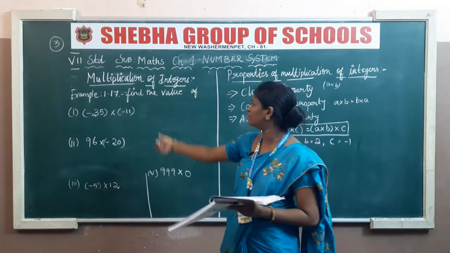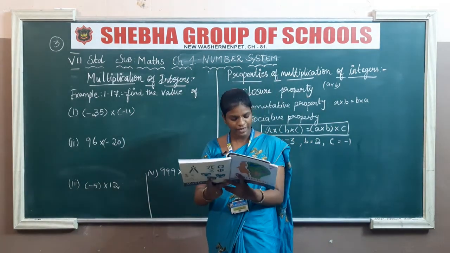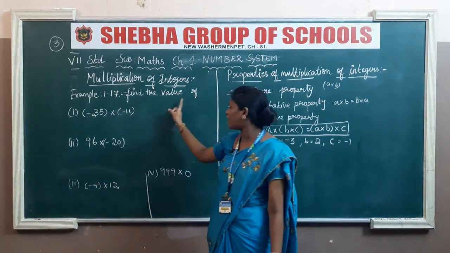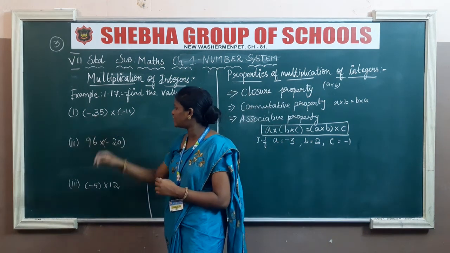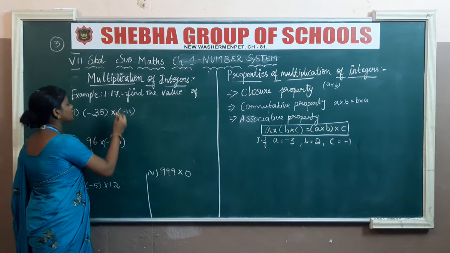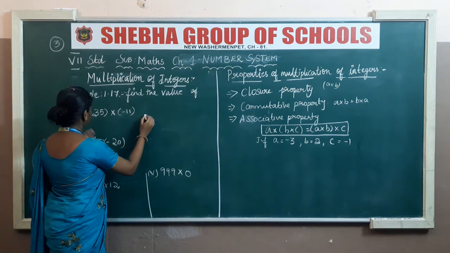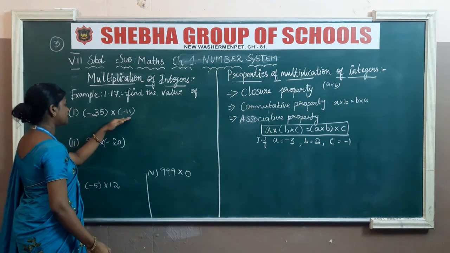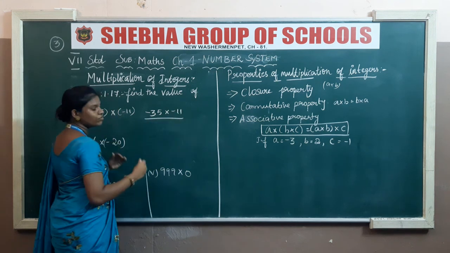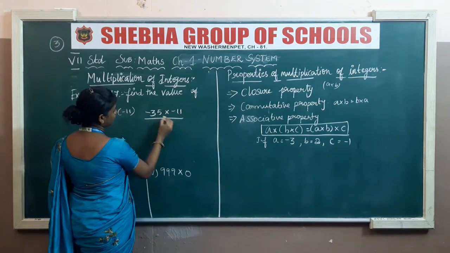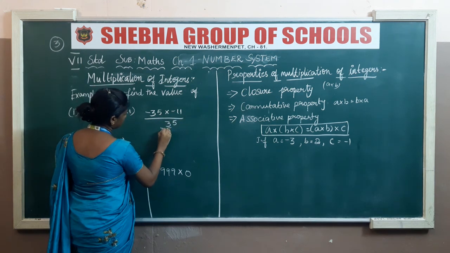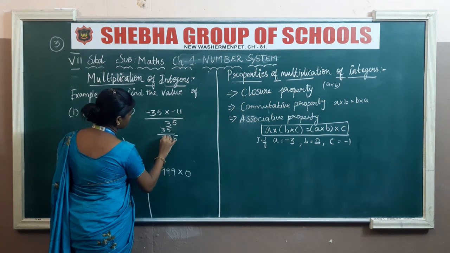Next we have to move to multiplication of integers. Take page number 16 in your book. In example 1.17, find the value of this sum: minus 35 into minus 11. So first we have to multiply the numbers normally. 1 into 5 is 5, 1 into 3 is 3, so 35, then 385.